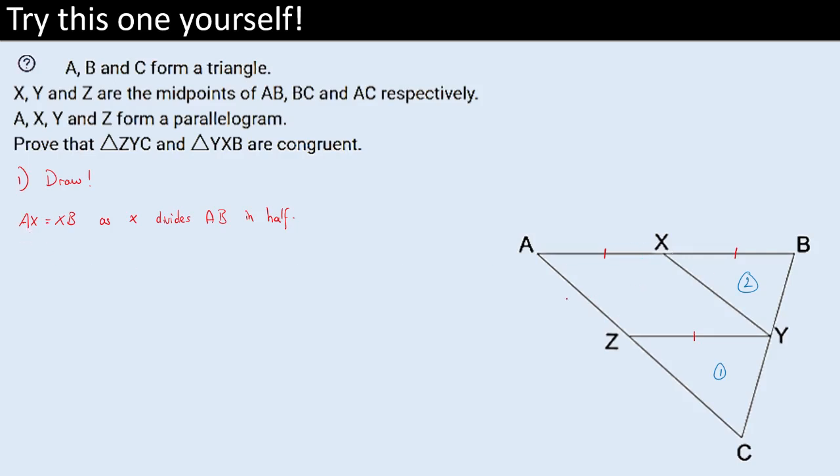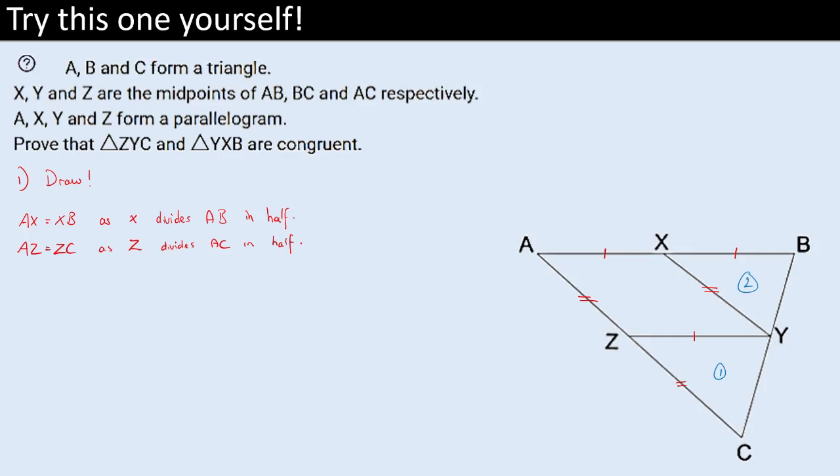What else do I know? I know that because this is a parallelogram, that side and that side are equal. And for similar reasons, I know that AZ equals ZC as Z divides AC in half, so similar to above. So I know that all these bits are going to be equal.